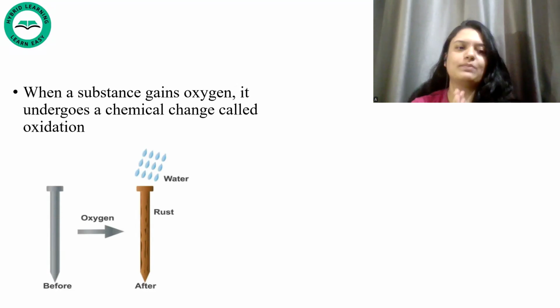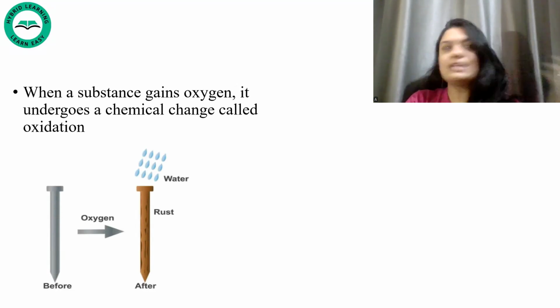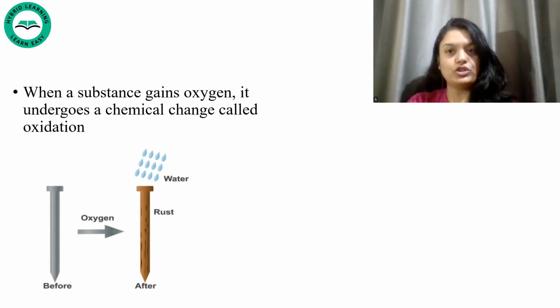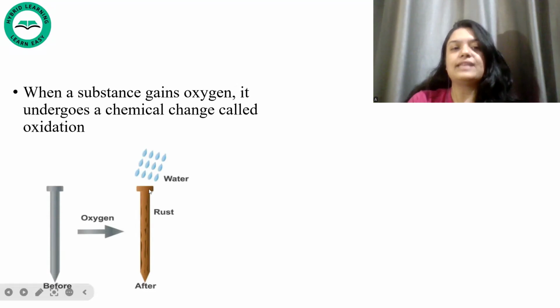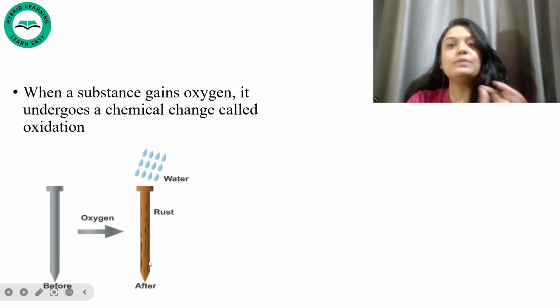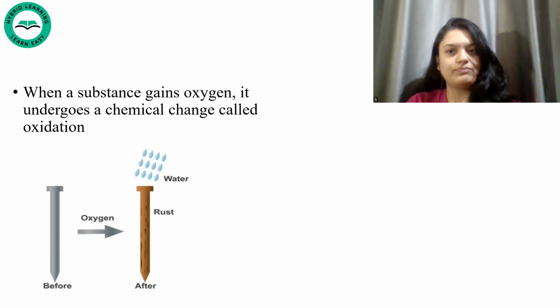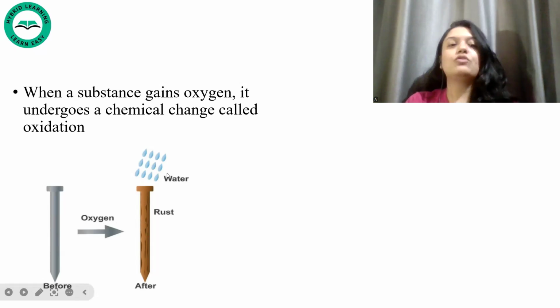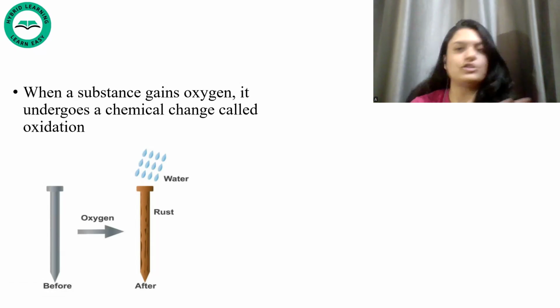So, basically, what happens? We have an iron article or an iron nail. If we keep it outside for some days, in the presence of oxygen and moisture, it will form something like this, as you can see. A kind of yellowish layer will be formed on the iron. That is called rusting of iron. Now, this is particularly happening because of the presence of oxygen and water. So, this is basically an oxidation process.